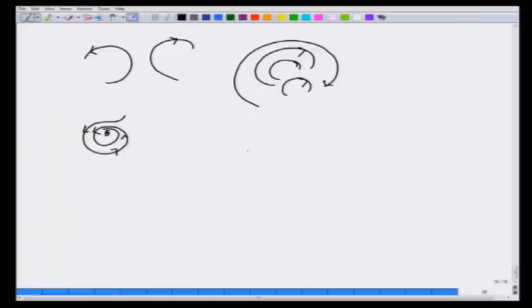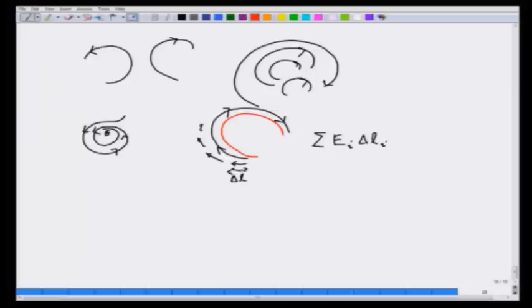Let us take one particular line of this vector field and calculate the following integral. I will move along the line taking small segments delta L and calculate E on the ith segment, multiply by delta L along the line, and add it, and make this path closed. Although there may not be any field out here, I will make this path closed, and let us see what it comes out to be.